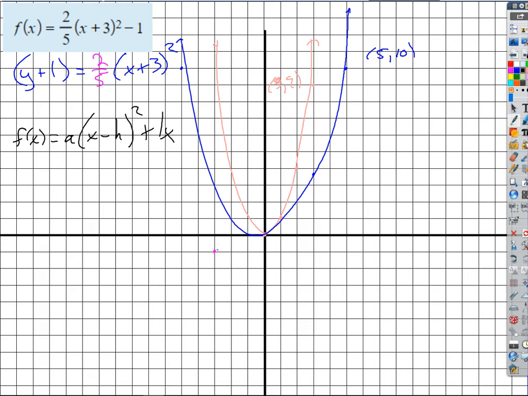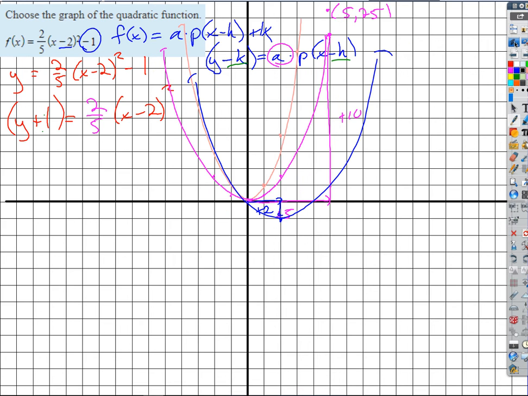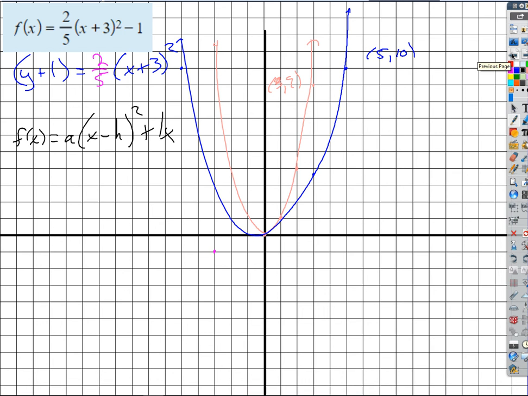All right, so next issue then. Yesterday you had P in there. Yeah, right there. P was what we called our parent graph, right? So P just stood for whatever the parent graph is. Now how's that different from this? In this case, we're just saying it's x squared, right? So instead of calling that P of x minus h, it's x minus h quantity squared.